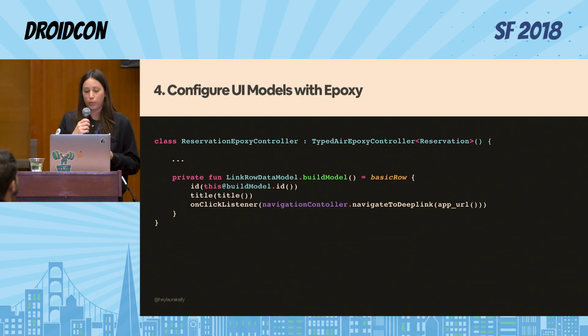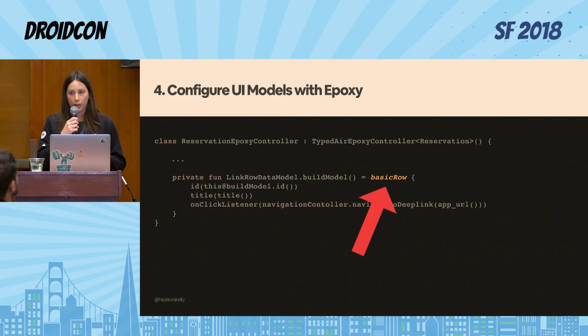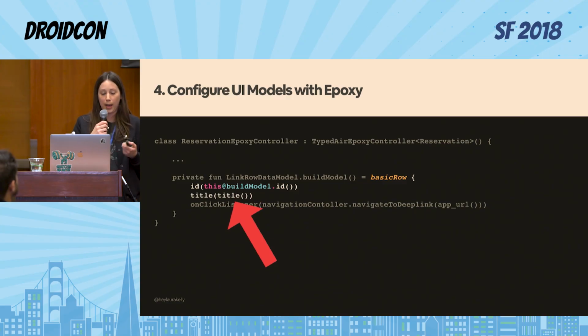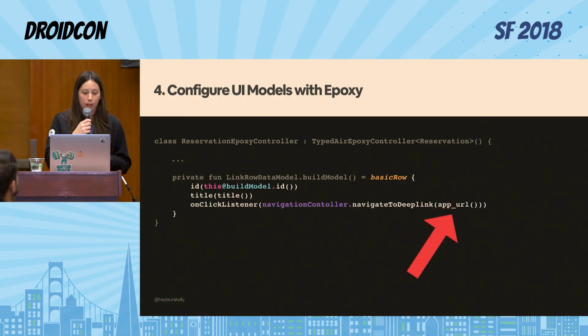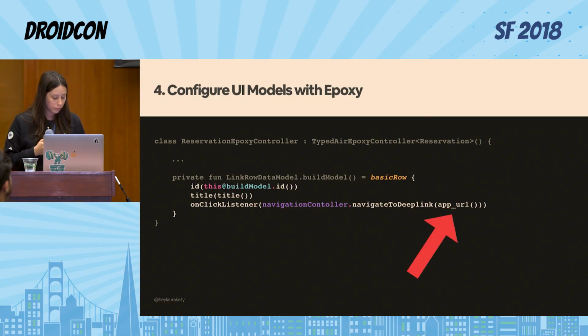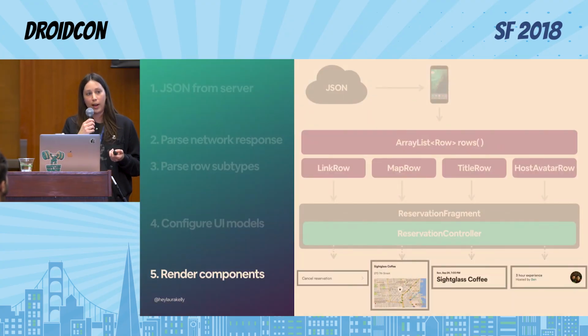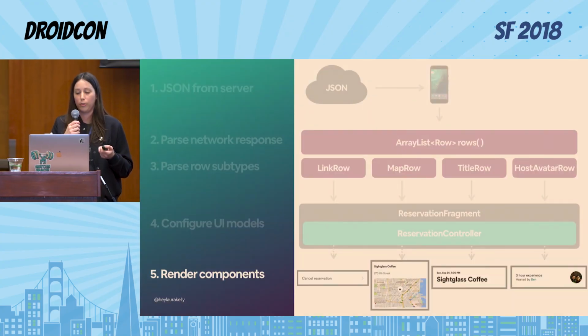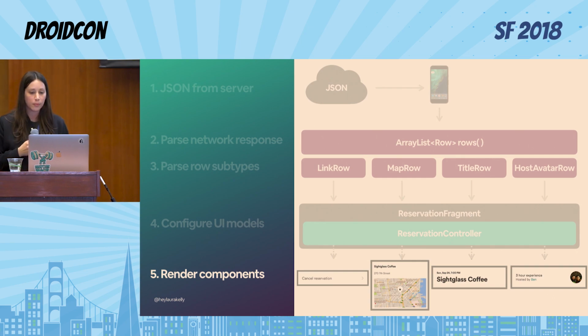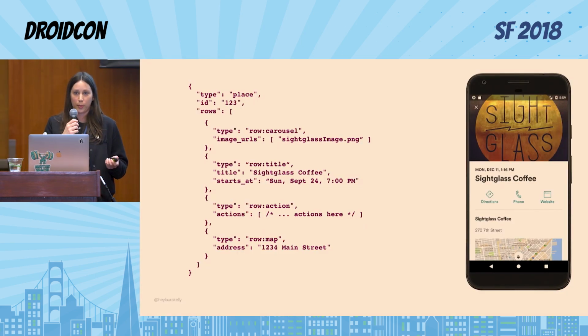And the code to build that into a view looks something like this. We're declaring what type of component this should be. So this is an Epoxy model component. And we pass in the ID from the data model. We pass in a title from the data model. And then we add an on-click listener, because in this case, when you tap on the row, we navigate you to an app URL. And finally, once these things are added to the Epoxy controller, they're rendered into the recycler view. So that's how we take this response and turn it into this screen.